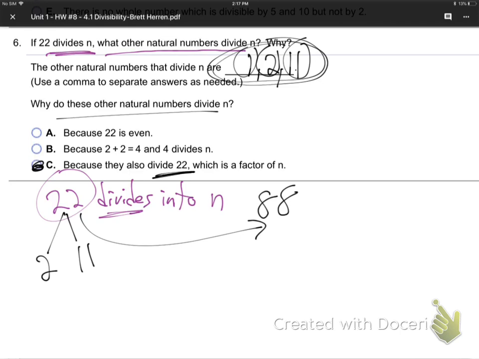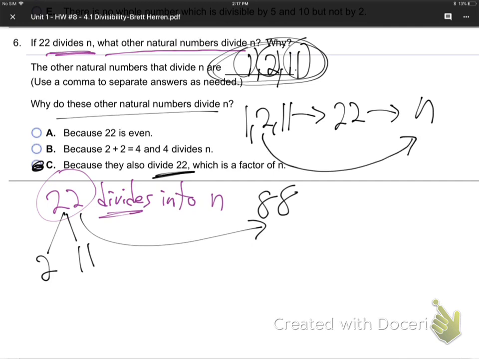So if 22 goes into something else and they go into 22, they have to go into the bigger thing. Does that make sense? 1, 2, and 11 go into 22 evenly, and 22 goes into whatever that other thing is. So these guys have to go into it, don't they? It's like a small container fits into a medium, and the medium fits into the large. So the small's got to fit in the large. That's kind of the idea.